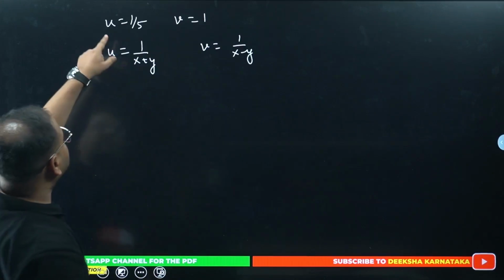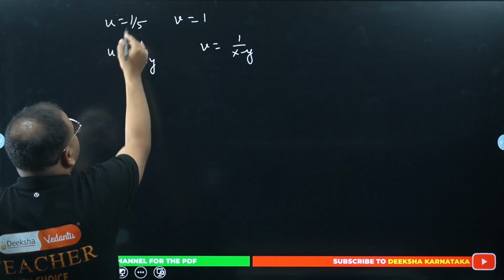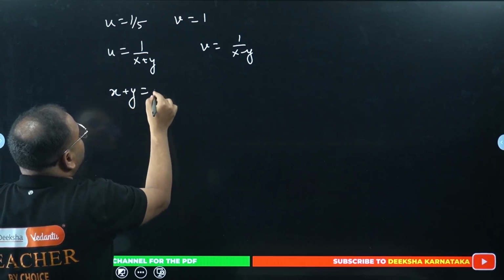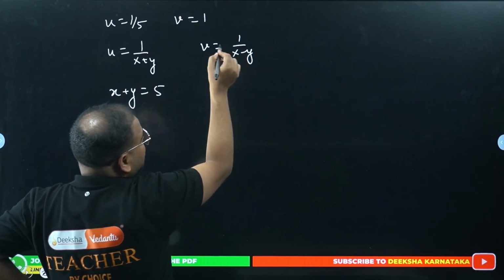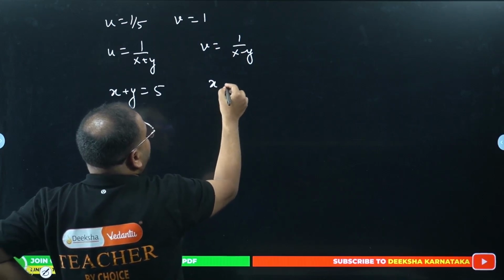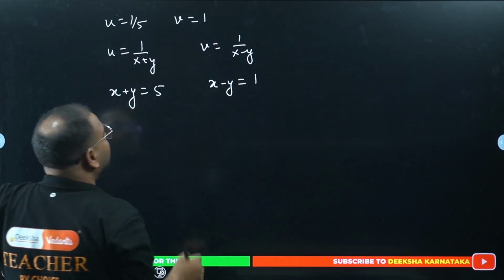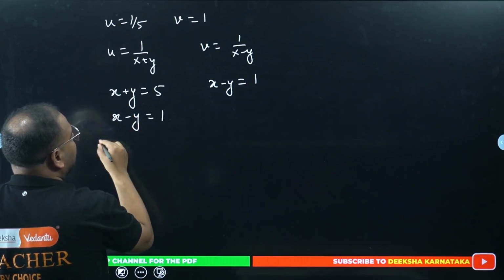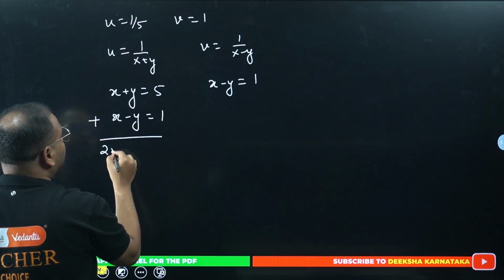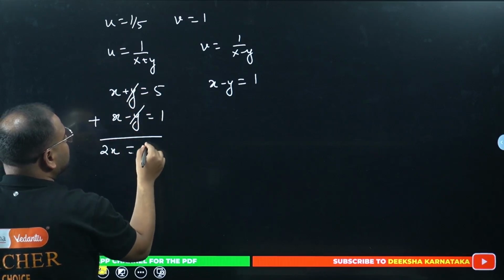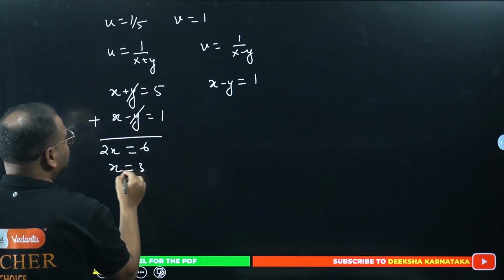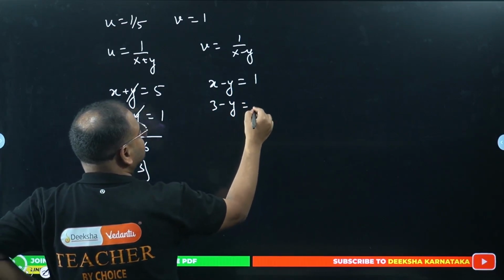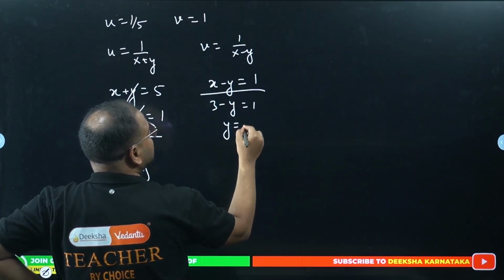So if we compare these two, what do we get? u is 1 by 5 and u is 1 by x plus y. It means x plus y is equal to 5. Here v is 1 by x minus y and v is 1. It means x minus y equals 1. Add the two equations, please. So write this equation here: x minus y equals 1. Add it. You get 2x, the y will cancel out, equal to 6. x equals 3. If x is 3 here, what is y? Tell me. y is 2.